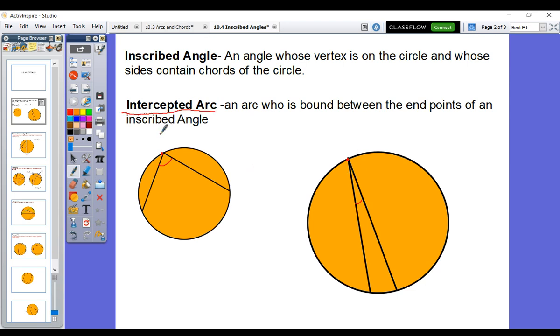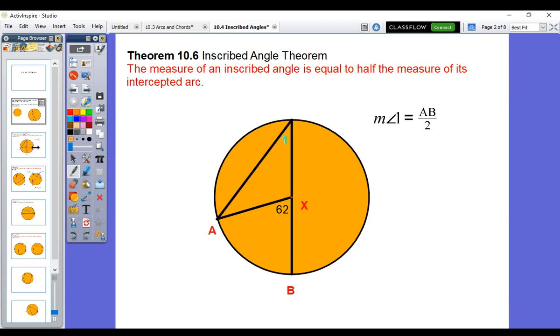Intercepted arcs are the arcs that now happen because of that. When we drew this angle, we made an endpoint right there and right there. So this is the arc of that inscribed angle. Doesn't mean they're the same. No, but it means this is the intercepted arc. It's bound between the two legs, so here, point there, and point there. This is the intercepted arc of this angle right there.